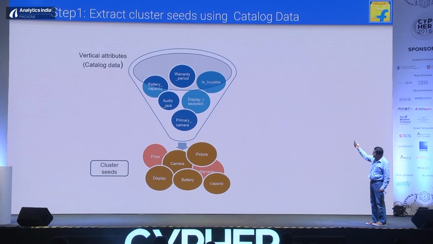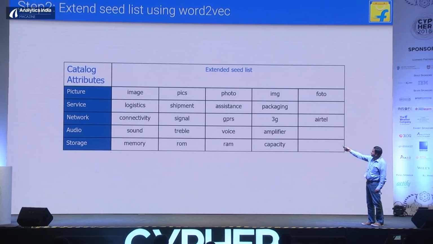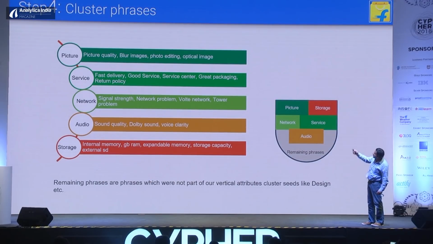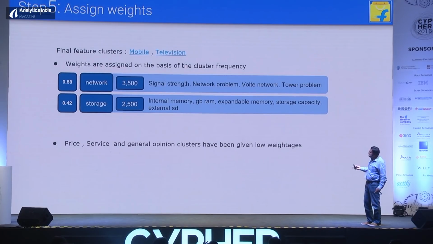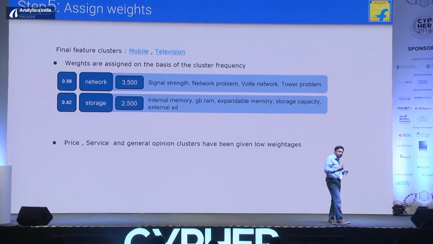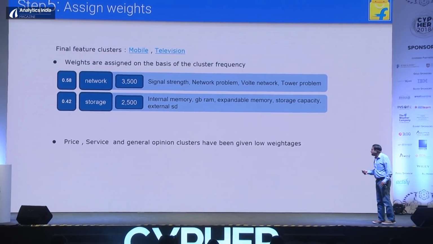So I'll go into a little bit of detail. Basically, extract seeds using catalog data, then extend the seed, so picture gets extended to image, pics, photos, and so forth. And then extract phrases from review texts. These are adjective-noun combinations, so that you get a better understanding of what's going on. Then build the cluster phrases, and then look at those which were not part of these clusters, look for patterns there, and add those features as well. And then finally, you can assign weights based on cluster frequency in the entire corpus.